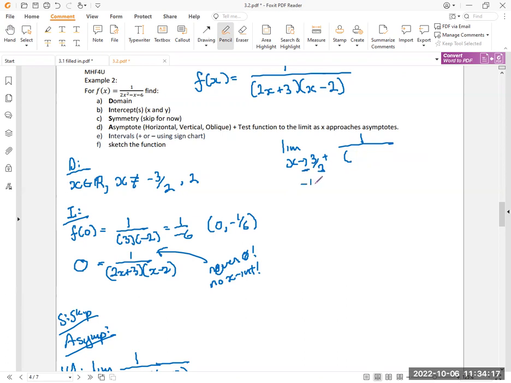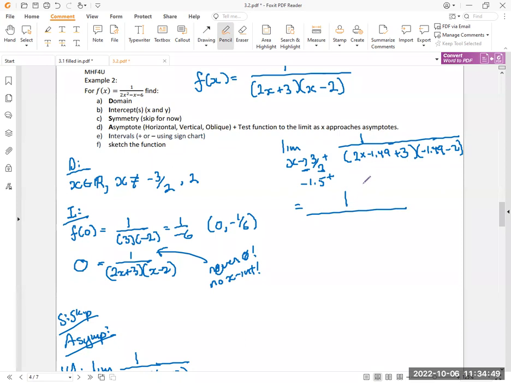So remember, this is negative 1.5 plus. So I'm going to test with negative 1.4. Can we do that? Negative 1.49 or something? So we've got 2 times negative 1.49 plus a 3 over negative 1.49 minus a 2. Sorry, we don't have to do that. Since we plugged it in, what do we get?